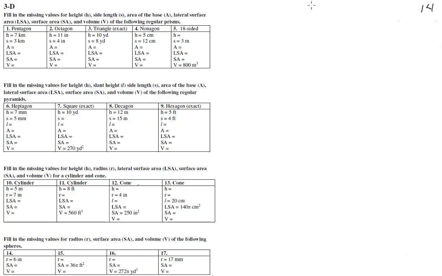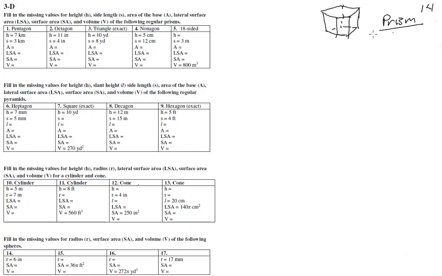Looking at number one, if we had a pentagonal prism, this is what a prism is. It's really just a pentagon on the top and the bottom, connected by rectangles. So it gives us a few formulas that we're going to review right here, how to do a prism.